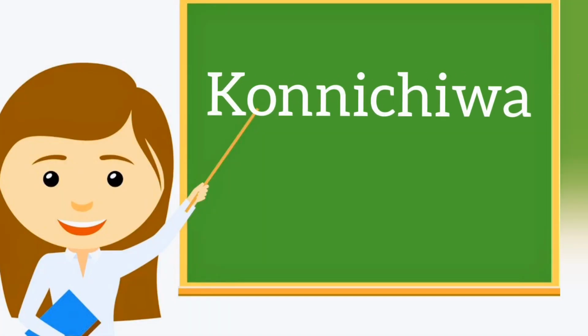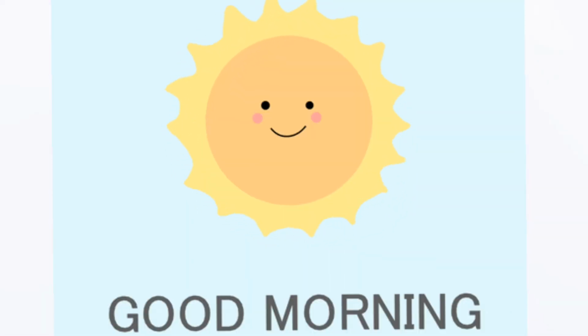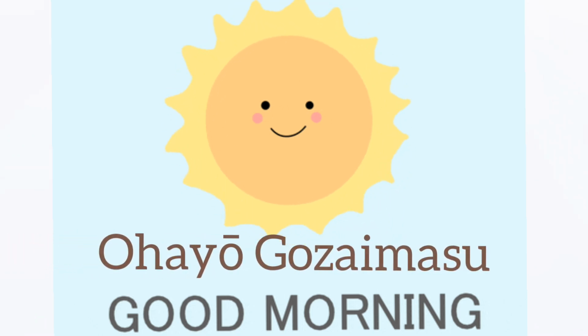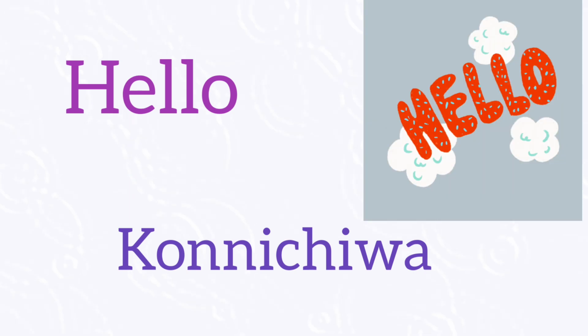Konnichiwa means hello. When you do your introduction, first you must greet the person. If it's morning, you can say good morning. In Japanese, Ohayo gozaimasu. Good morning. Or you can simply say hello. In Japanese, we say konnichiwa. Hello.